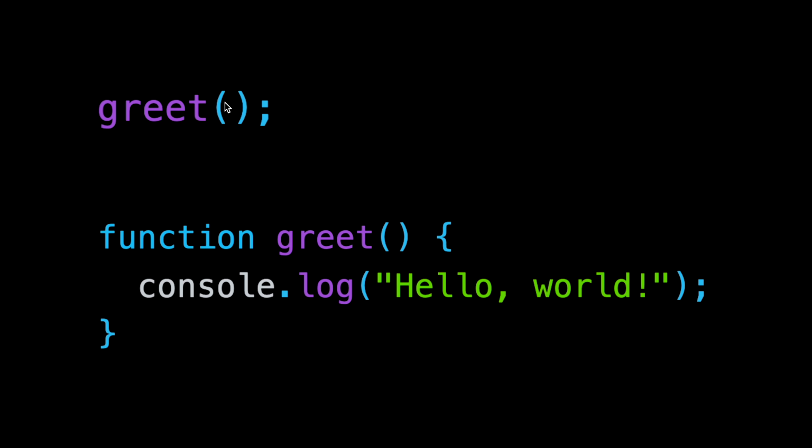So here, we call the function before we declare the function. Well, it's still going to say hello world because functions are hoisted, which means you can call the function before it's declared in your code.